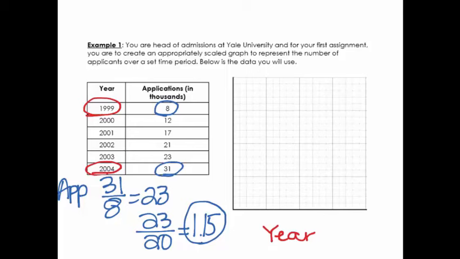So I'm actually going to run out of space. This number is just a little bit bigger than the number of boxes I need. So I'm going to end up counting by a number that's just a little bit bigger than 1, but not too much. So I'm going to start by counting by 2's to get to all those numbers. So my first year here is 1999. I'm going to label that.